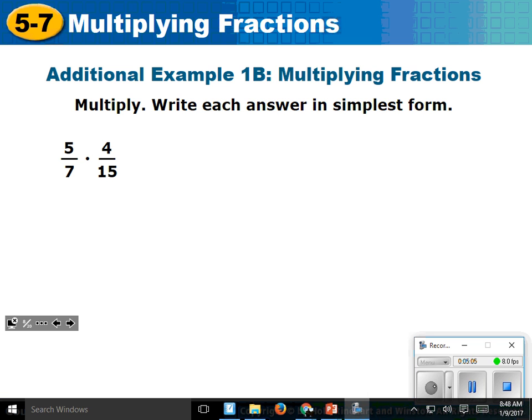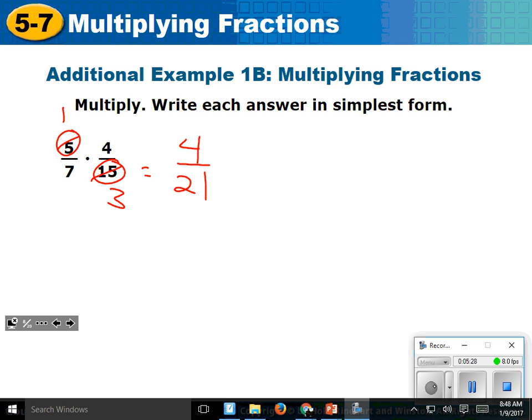So with this problem, instead of multiplying 7 times 15 and 5 times 4, I'm going to check my diagonals. And right here, I can reduce both of these by 5. Divide by 5, this becomes a 1. Divide by 5, this becomes a 3. Then we multiply, we got 4 over 21.